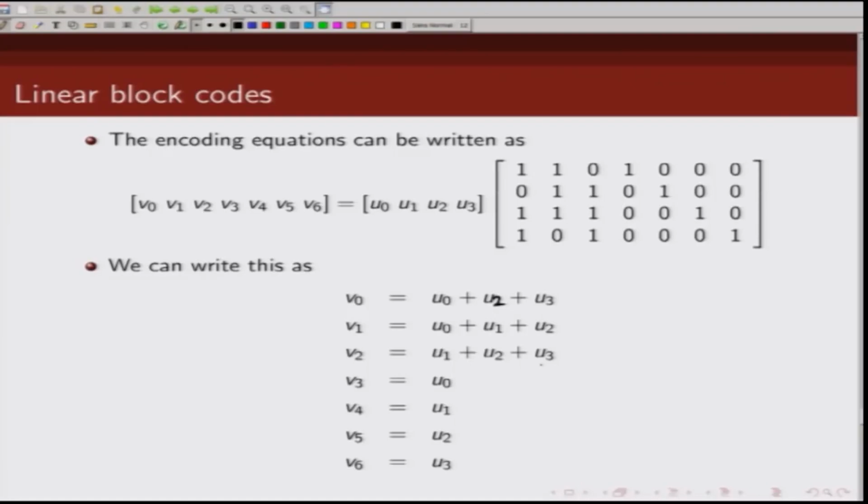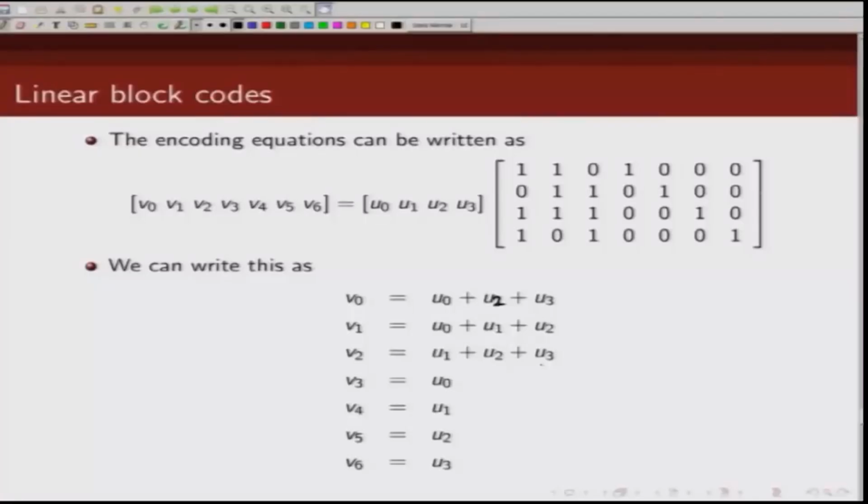What is V3? V3 is given by U0 into 1 and the rest are all 0. So, V3 is nothing but U0. Similarly, V4 is U1, V5 is U2 and V6 is U3. So, I now have a set of 7 coded bits, and this shows the relation between the coded bits and the information bits.